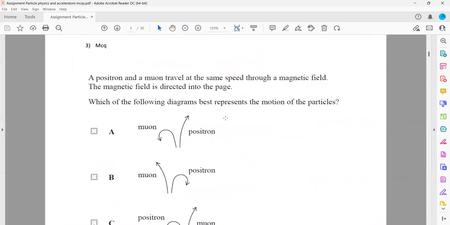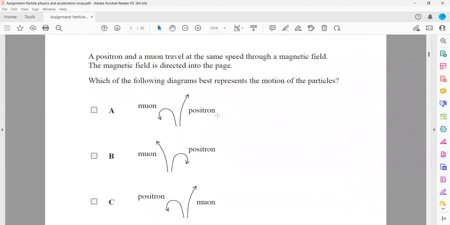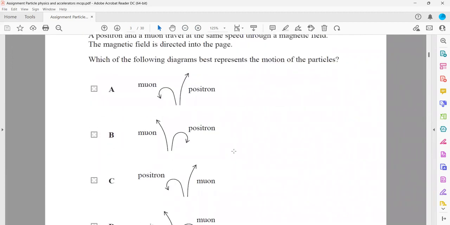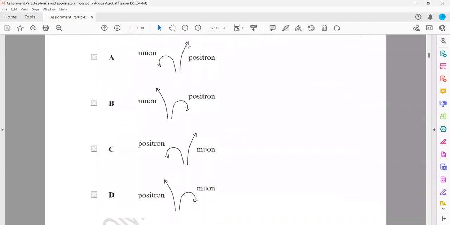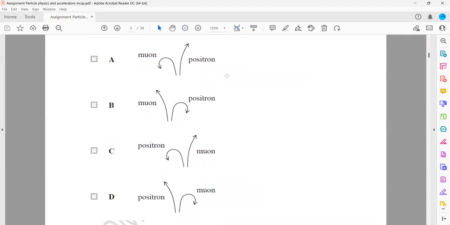In question 3, a positron and a muon travel at the same speed through a magnetic field. The magnetic field direction is into the page. A positron is a positive particle. A muon, because it's a lepton, is a negative particle. So first we'll identify the direction of the deflection, and then using their masses, we can check the momentum. The one with the larger momentum will have less deviation, meaning a larger radius of curvature.